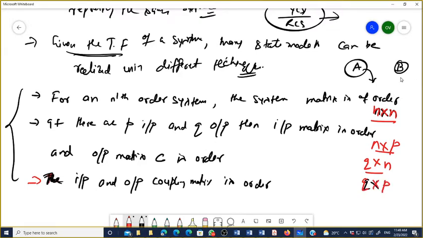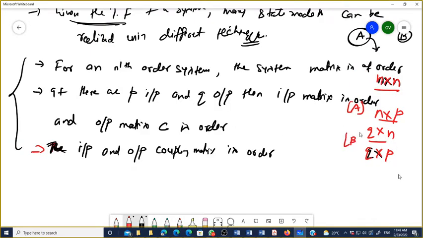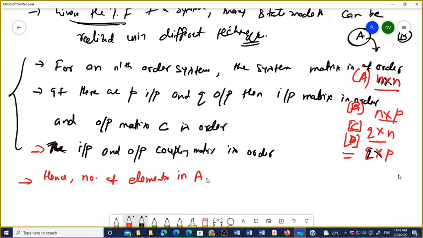यानी A, B, C, D मैट्रिक्स का आपने सिंपल सा ऑर्डर सबने लिख दिया। This is for the A matrix, this is for the B matrix, this is for the C matrix and the D matrix, right, okay. So now we can conclude here, हेंस नंबर ऑफ एलिमेंट्स, आपको बताना है number of elements in A, B, C and D matrix will be, कितने होंगे?